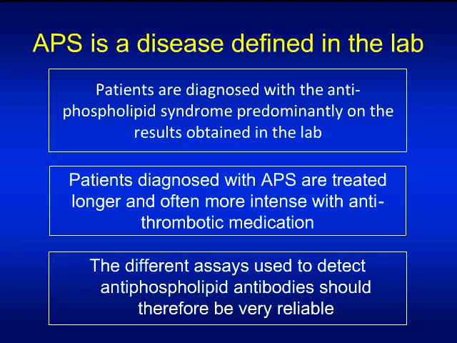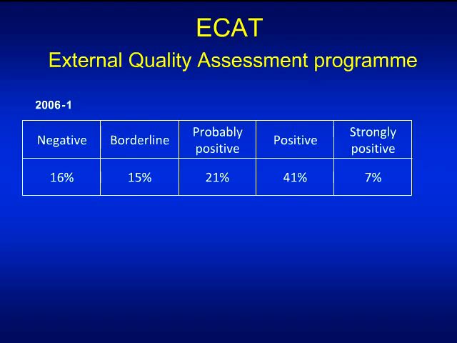And there's a problem. I have an example here from the European Concerted Action on Thrombosis. They have an external quality assessment program, and in this program there are also the antiphospholipid antibodies. And here's the result of one specific round in 2006, where one sample was measured in more than 200 different laboratories, university laboratories, so not the simple laboratories, but really good, high quality laboratories. And the result of this sample was that 16% of the laboratories considered this sample as positive, and almost 7% considered it as strongly positive, with everything in between.